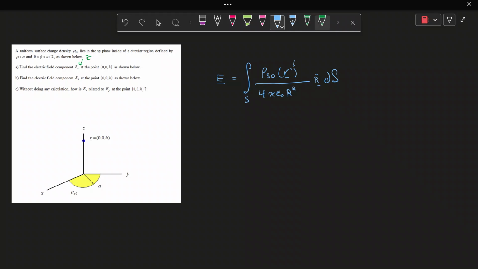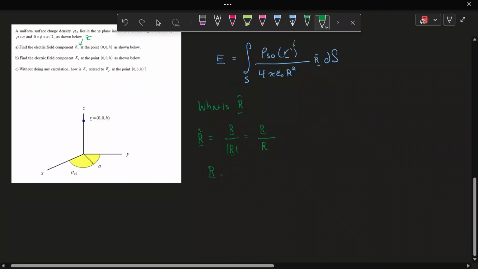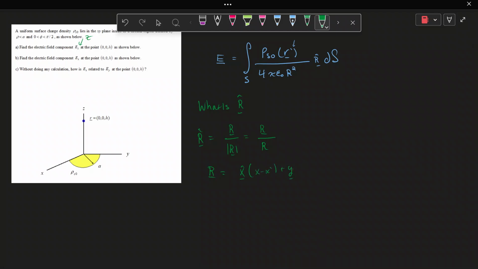Now, the first question you should ask here: what is R? What is the R unit vector? Well, the R unit vector is going to be equal to the R vector divided by the magnitude of that R vector. Now, let's break this up. What is the R vector? Well, this is x hat times x minus x prime, plus y hat times y minus y prime, plus z hat times z minus z prime. Remember, this is our observer, and x prime should be our charge.